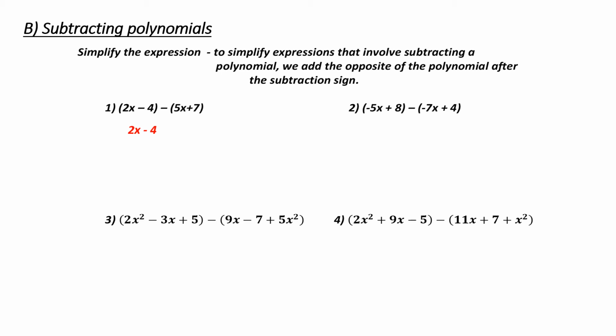So what are we going to do? We are going to add the opposite. So 5x becomes negative 5x. 7 becomes negative 7. At this point, I'm going to collect my like terms. 2x minus 5x is negative 3x. Negative 4 minus 7 is negative 11. These are not like terms, so that is my final answer.